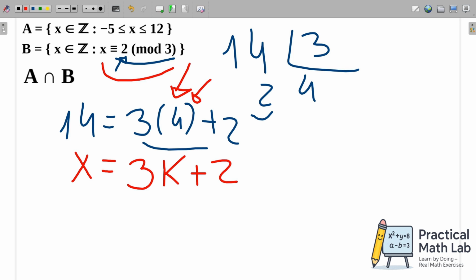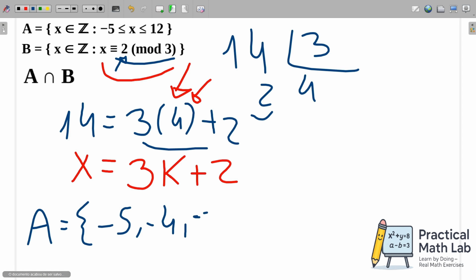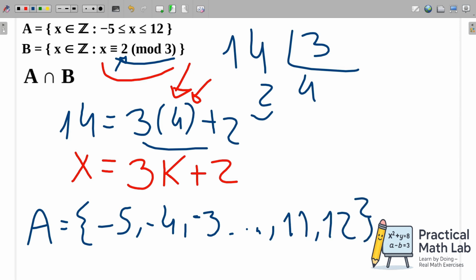If x is 3k plus 2, let's first solve set A here, where -5 is less than or equal to x and x is less than or equal to 12. So, x is between -5 and 12: -4, -3, and so on until you get to 11, 12. So, all the integers between -5 and 12. We've already solved set A.